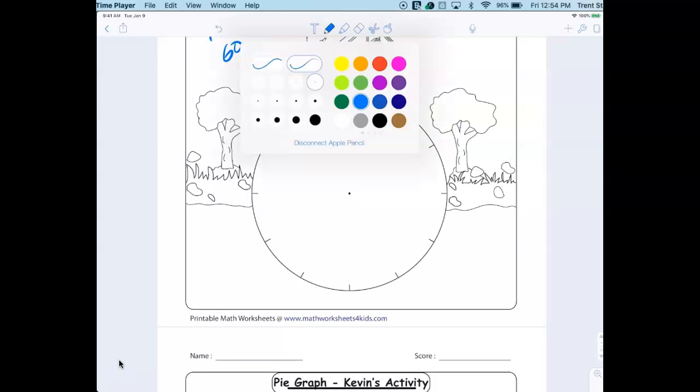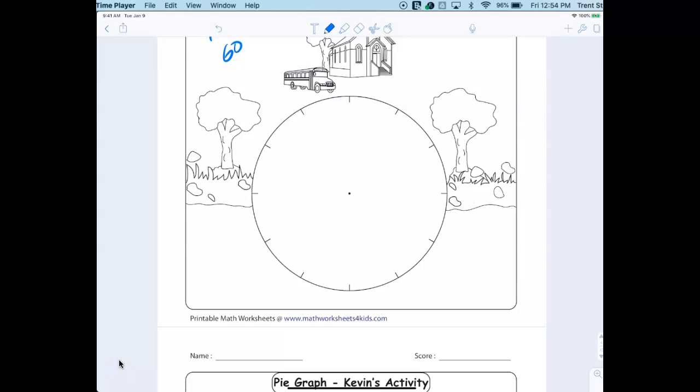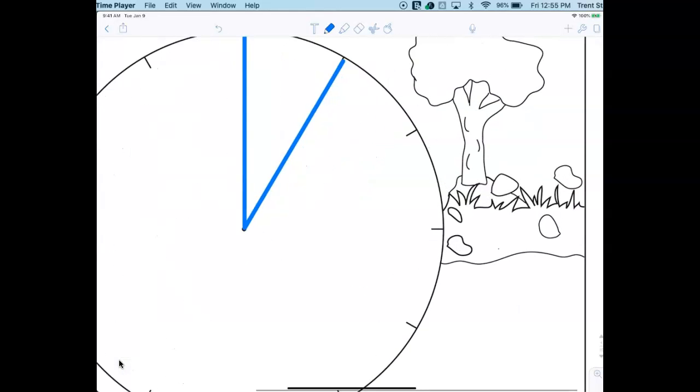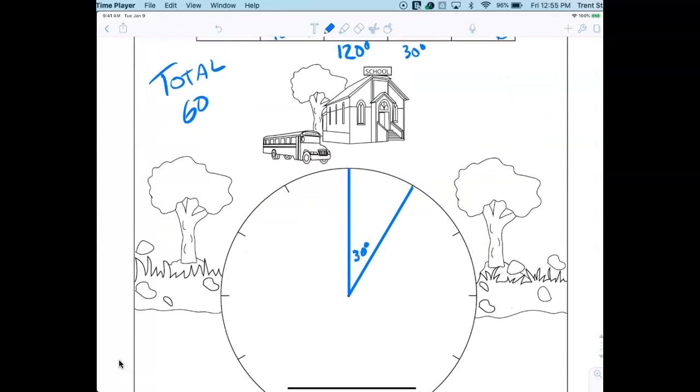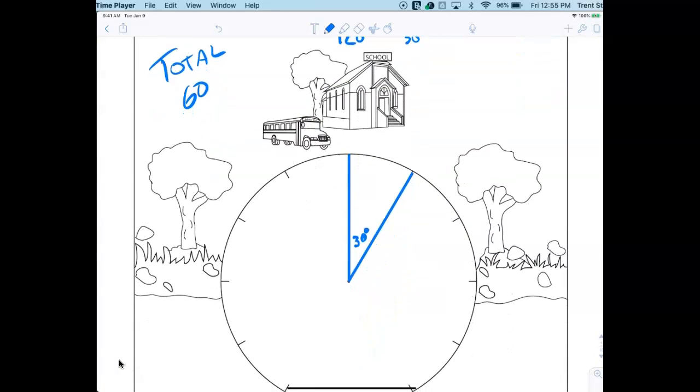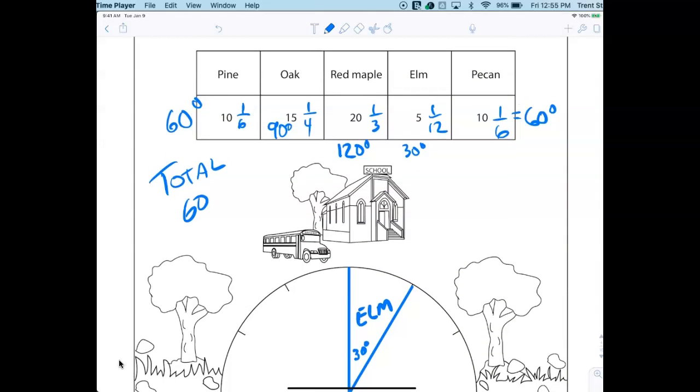Now, again, since he said from the top, we'll go from the top this way and this way. Now, I want you to put in there, that is 30 degrees. And I want you to tell me what tree that was again. I forgot already. Elm. So now you put elm. And I'm going to check it as I go.